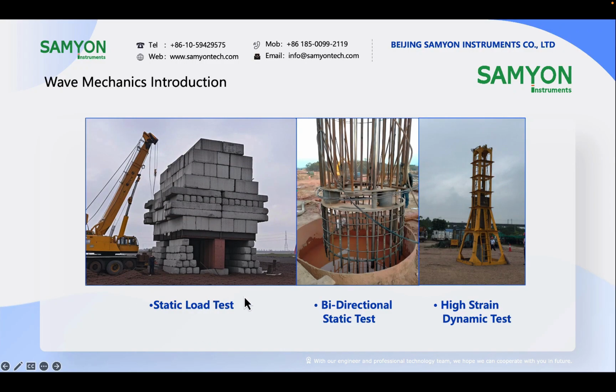Static load test, I believe everyone is very familiar with. Usually we can use cartilage or we can use anchor piles to test the pile capacity. But for the bidirectional static load test, usually we put the jack inside the pile somewhere and push the pile in two directions, so it's called the bidirectional static load test. It is only used for bored piles, and usually for piles with very high capacity where we cannot use the traditional static load test. And the last one is the one that we are going to talk about today. It's the high strength dynamic load test.